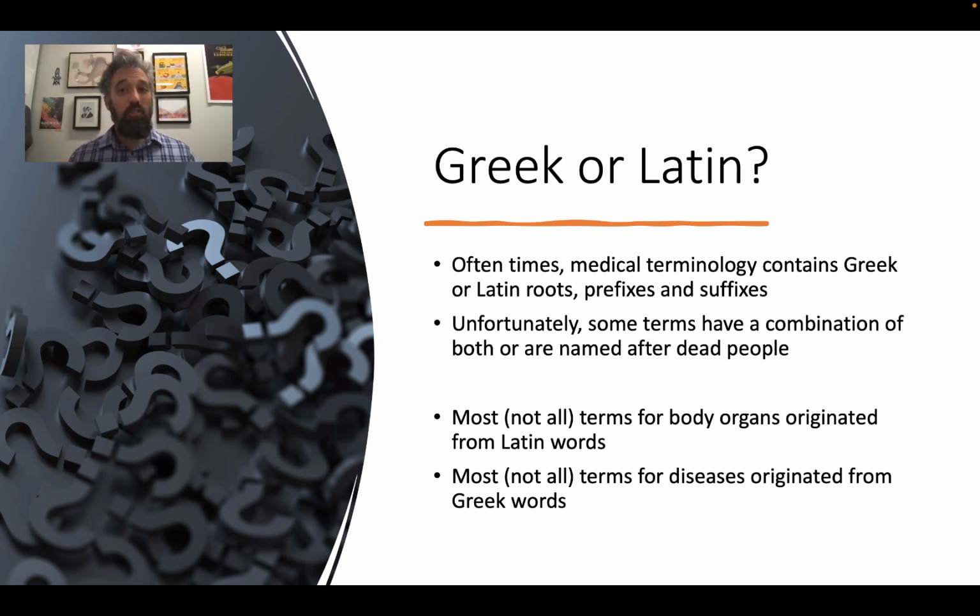Oftentimes, medical terminology is either going to use Greek or Latin, and then there are also going to be Greek or Latin prefixes and suffixes. So the roots and everything else is going to be the prefixes or suffixes. Unfortunately, sometimes you're going to have the combination of the two. Or they're going to be eponyms. Epa or ep, same as epi, is going to be on top of or outside of, so that means that it's going to be outside of that name. It's going to be from somebody or some place. So a place or a person derivation, generally after dead people who discovered whatever it may be.